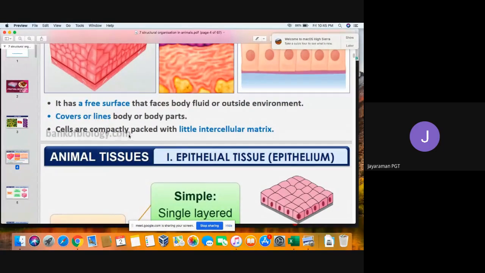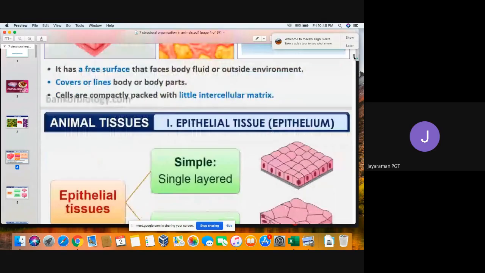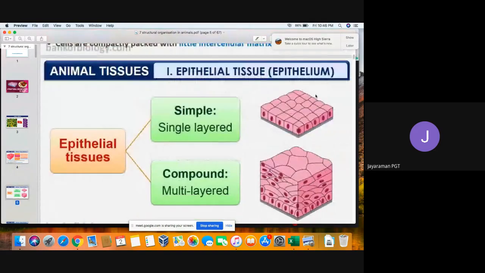Cells are compactly packed, with no or little intercellular matrix. So cells are tightly packed, no gap at all, not loosely connected. In plant cells, you can see many that are loosely connected. In adipose tissue, cells are loosely connected in our body, so the fat is easily removed. But these cells are very tightly connected. It forms a complete covering. So these are the qualities of epithelial cells.